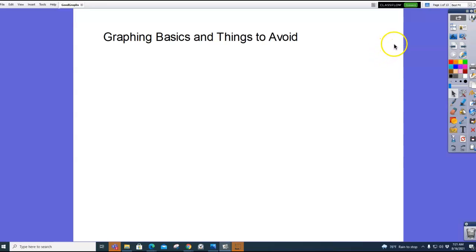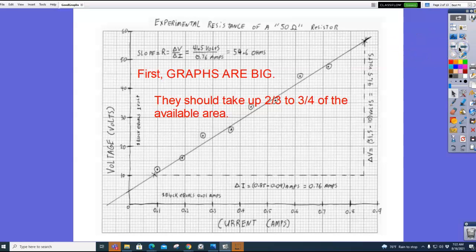I'd like to talk to you this morning about some graphing basics and things that you should avoid when making graphs. First thing, graphs are big. They should take 2/3 to 3/4 of the available area. So if you are given a grid on a test or a quiz, then you should use almost all of that space to make your graph, like this one.